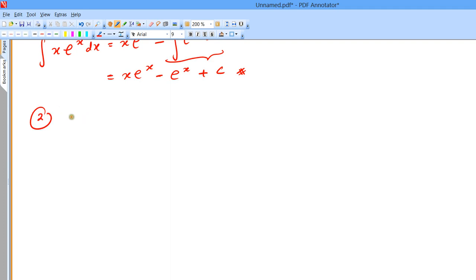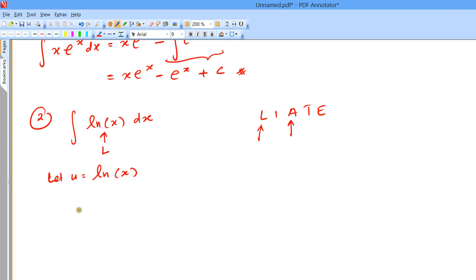Number 2, integrate ln x dx. Based on LIATE, here we have ln x. Ln refers to logarithmic function, and the other one is actually constant 1. Constant 1 refers to algebraic. So letter L comes first, so we let u equal to ln x.